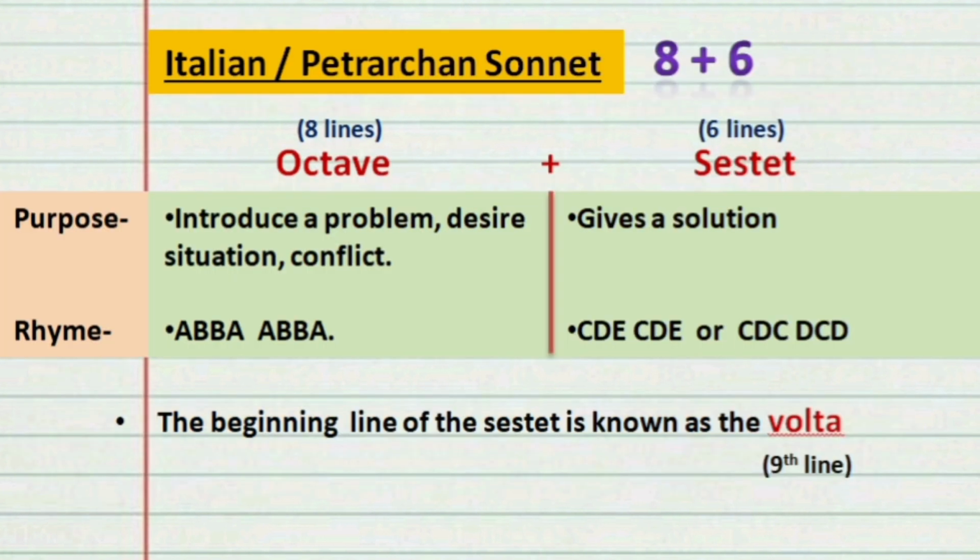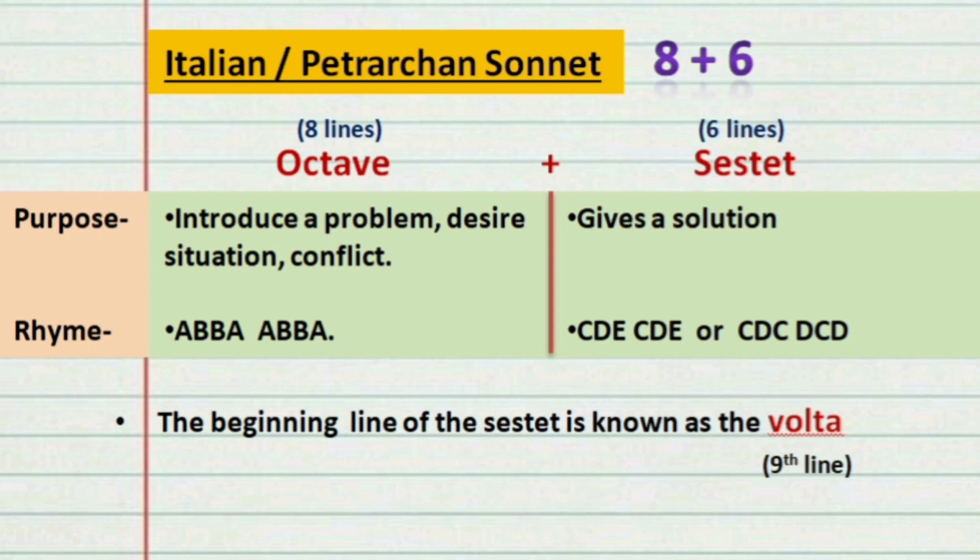The first type of sonnet that we are going to discuss is the Italian or Petrarchan sonnet. These sonnets are arranged with an octave and then a sestet. Octave means a paragraph of 8 lines and sestet means 6 lines. So in total they make a poem of 14 lines. That is a sonnet. The octave part of the sonnet always introduces a problem, a desire, a situation, or a conflict of the poet. In the sestet part, the poet gives a solution to the given problem.